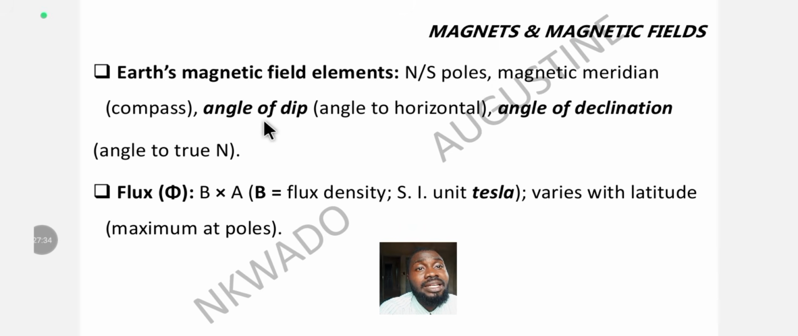And still under the Earth's magnetic field, you have the angle of dip. Angle of dip is also known as the angle of inclination, which is an angle to the horizontal. This angle like this, that's the angle of dip to the horizontal. That's the angle that faces the horizontal.